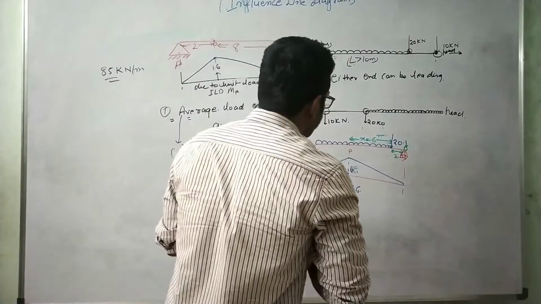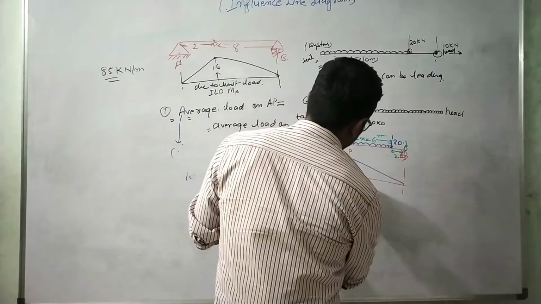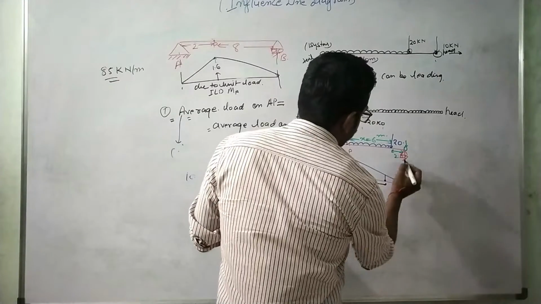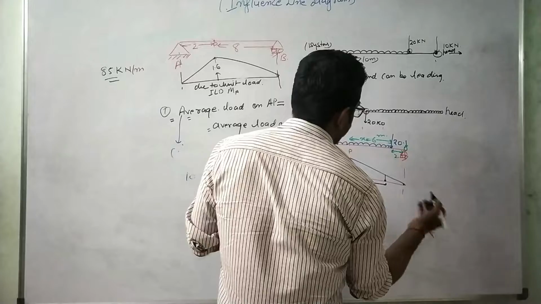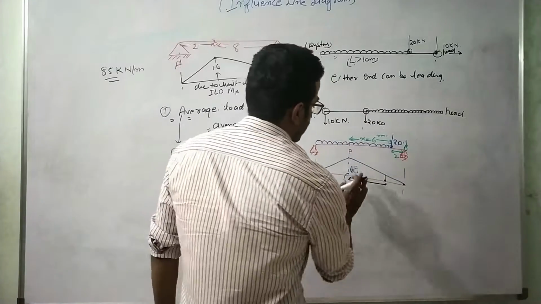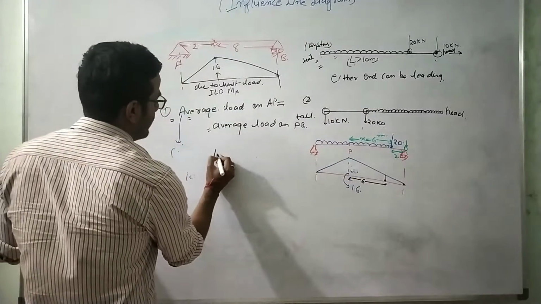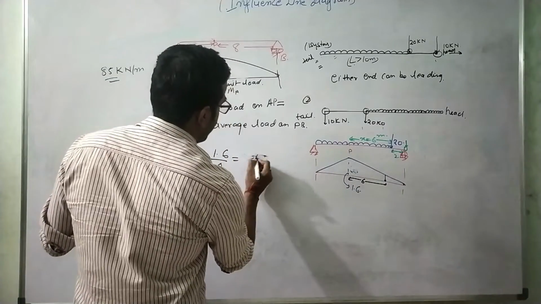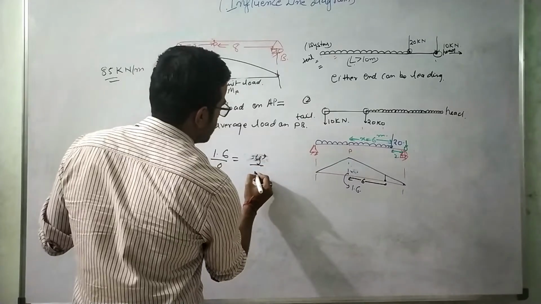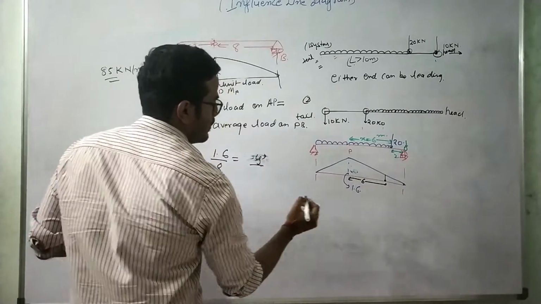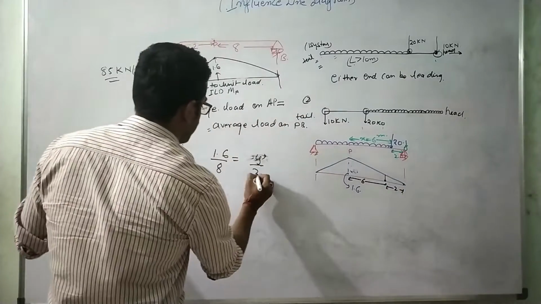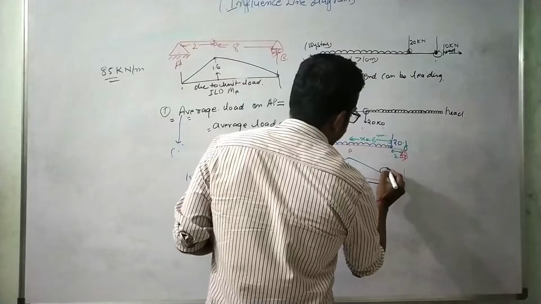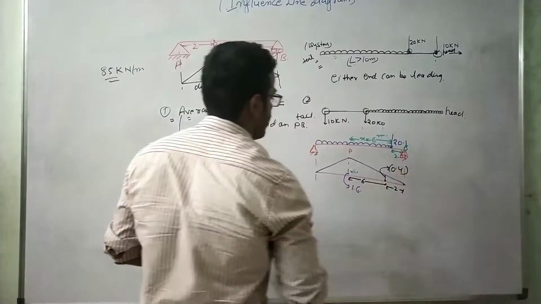Now the ordinate at a distance of 6 we need to calculate, because the 20 kilonewton load is acting at this point only, and for the 10 kilonewton load the ordinate is 0, so we need not worry about it. Okay, so now if we use the similar triangle concept again, 1.6 over 8 equals y dash over 2, so y dash is nothing but 0.4. Okay, so this ordinate comes out to be 0.4.